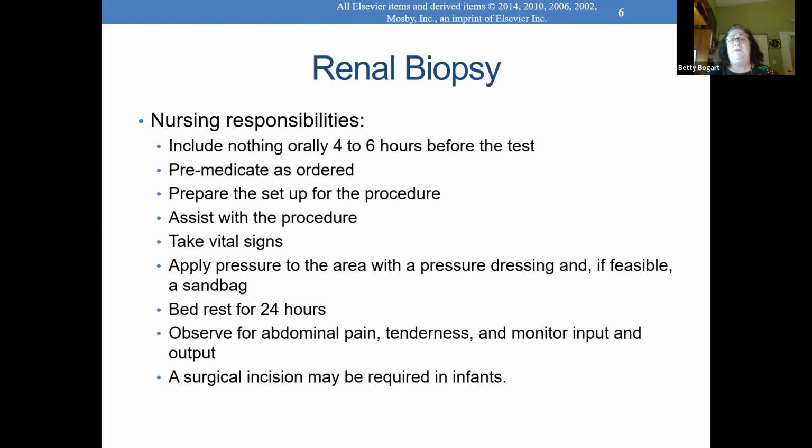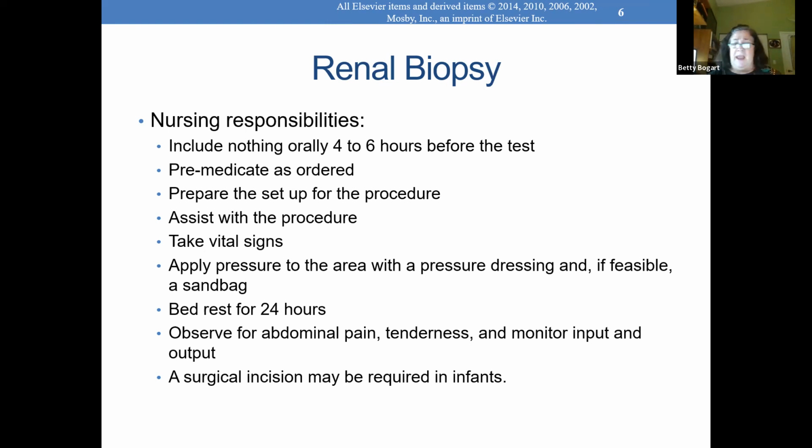We need to monitor their vital signs. Now, once the procedure is done, again, just like a cardiac cath, we're worried about leaking. And this would be urine inside the abdomen or coming outside. So a good pressure dressing there. And if the kid's big enough, we'll put a sandbag to make sure that we're keeping that area pressed so that we're not having any leakage going on.